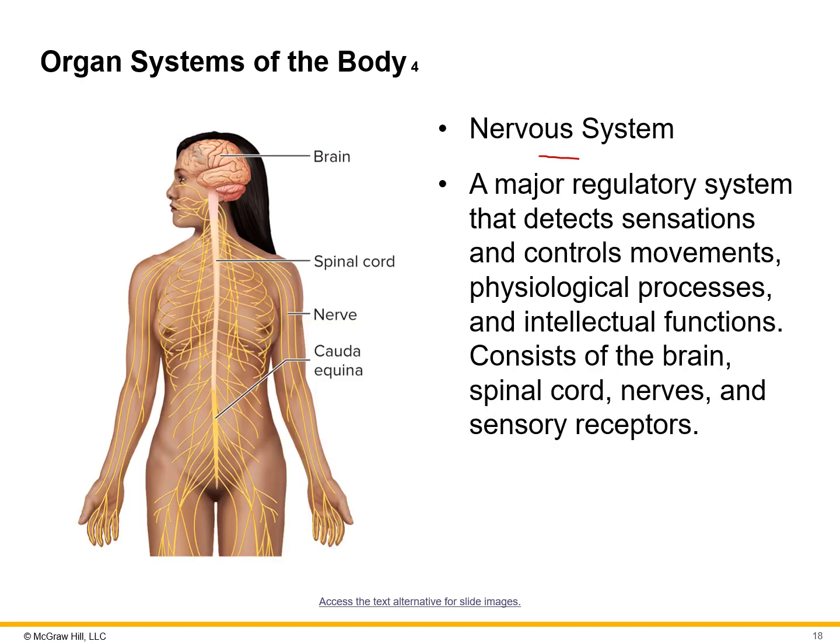Then our nervous system, so major regulatory system, of course, it detects sensations, controls movements, controls physiological processes, of course, intellectual thoughts. So not only the brain, but also our spinal cord, nerves, and those sensory receptors.